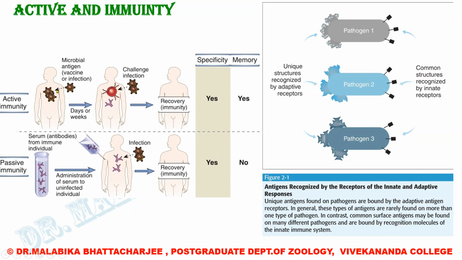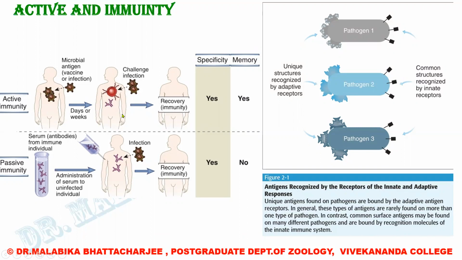In active immunity, the microbial antigens, so part of the microbe, is used as a vaccine to create an infection, and after days or weeks, the immune cells develop against the induced antigen that was provided in the body.